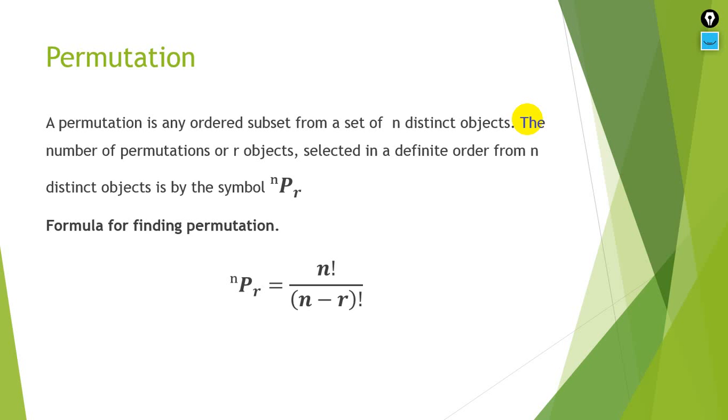the sample points in a sample space, that how many sample points will we have in a sample space. So for that we are using the permutation.